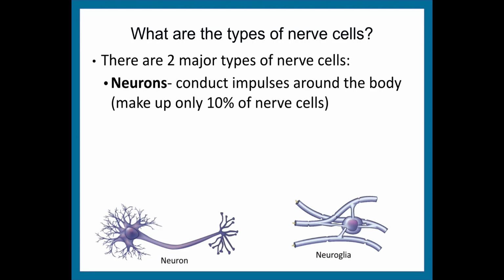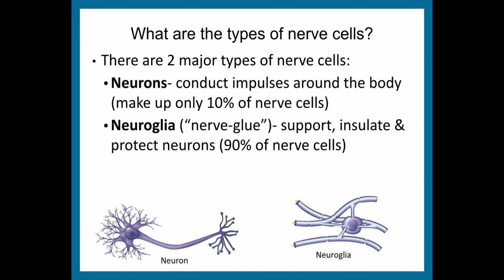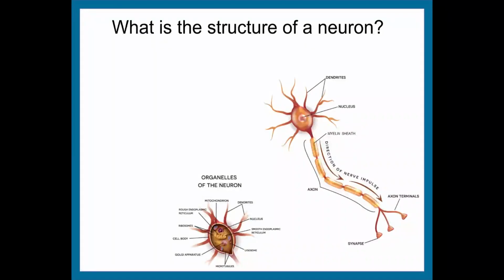The first is a neuron. These conduct impulses around the body, and they make up only about 10% of nerve cells. The other is neuroglia. Think of the word nerve glue. They support, insulate, and protect neurons, and they make up about 90% of nerve cells.